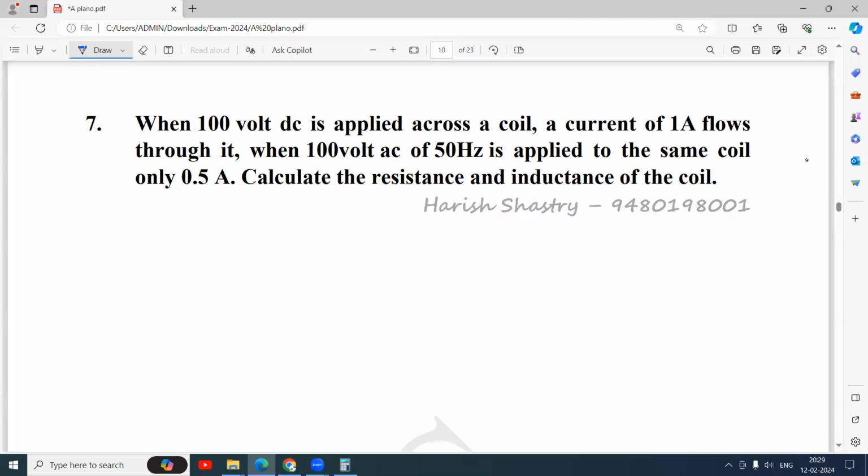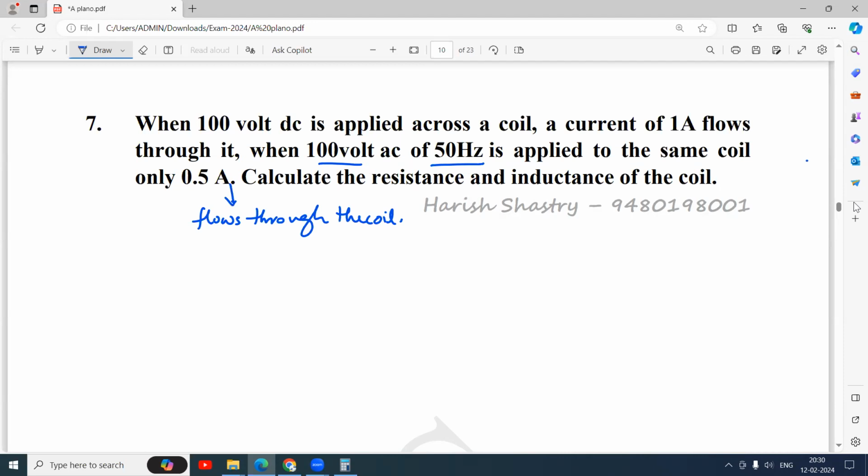Remember, if you want to develop any induced EMF across a coil, the current should vary. There should be a change in the magnetic flux linked with the coil. If it is not a perfect coil, it will have an inductive effect as well as a resistance effect.